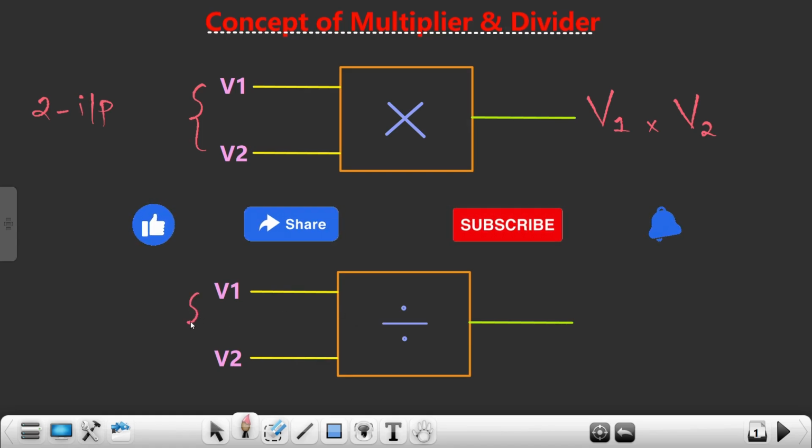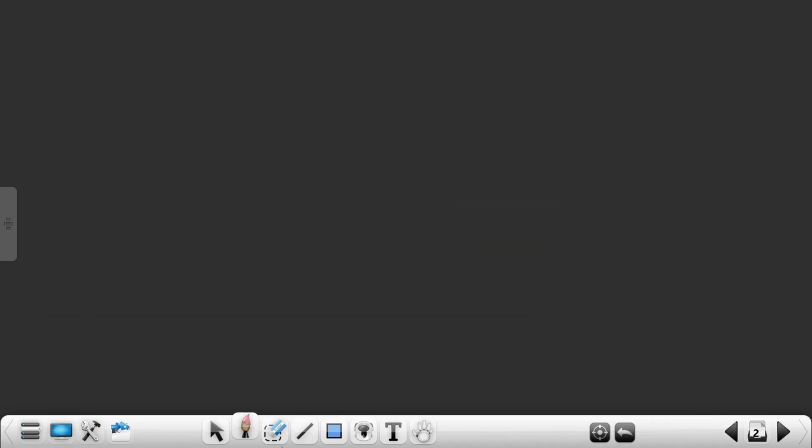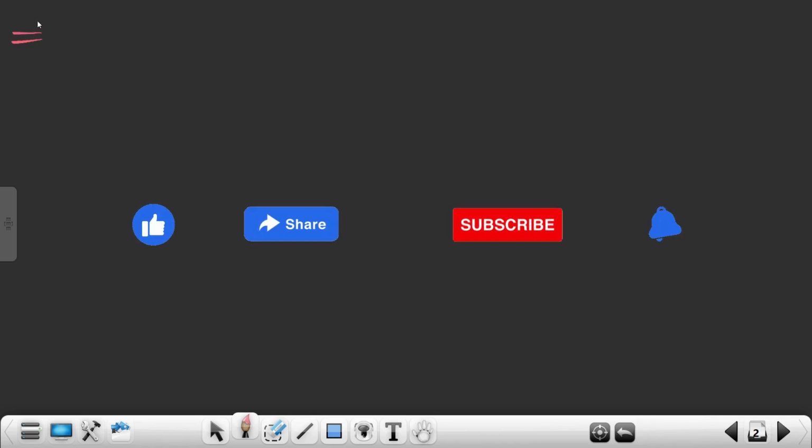On a similar note, this is my divider system, so it actually divides these two signals. These are my two input signals, and it divides these two signals, so V1 divided by V2. Great. Now, as far as this video is concerned, we will just focus upon the multiplier block only. Let me write here one more time, V1 times V2.